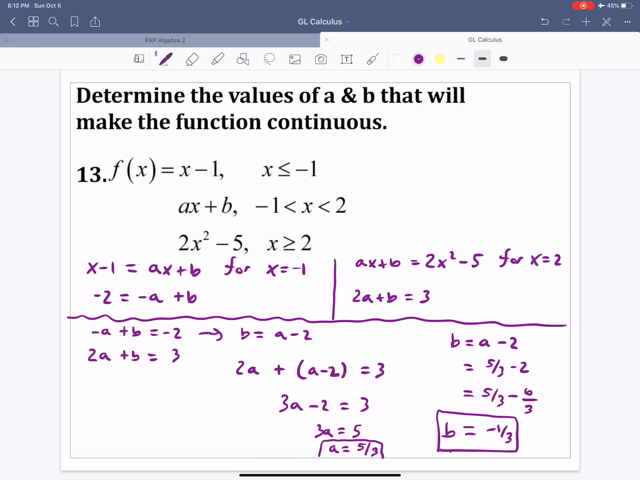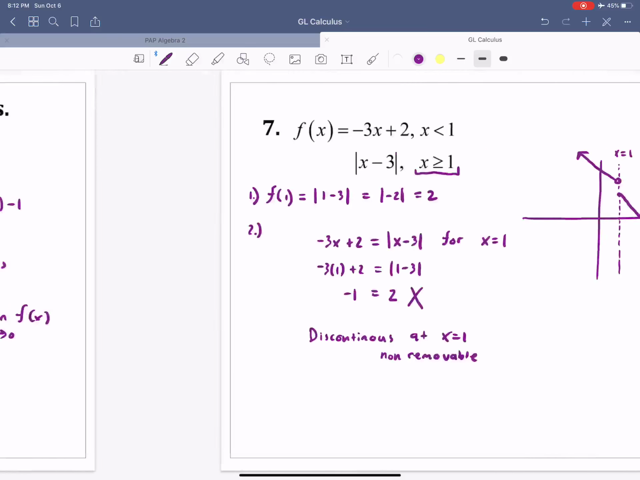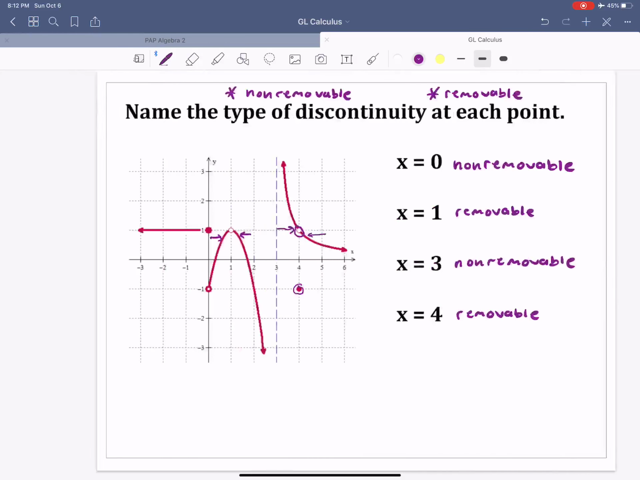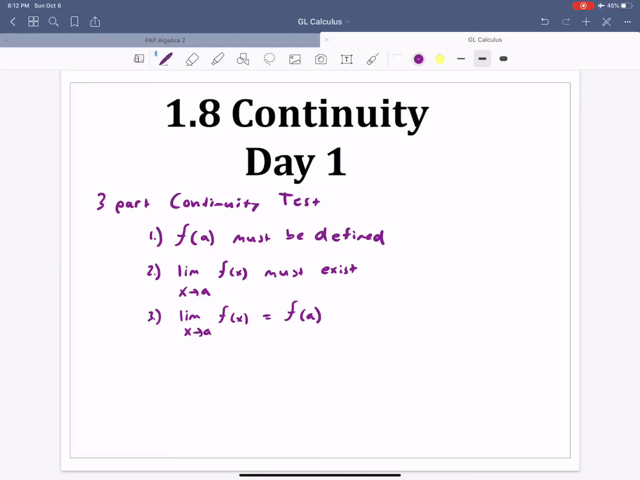Big thing to remember, if you go all the way back to the beginning, is the 3-part continuity test. What you're looking for is: is the function defined at that x value? Then, does the limit exist at that x value? And if the way the function is defined equals a number, and the limit equals that same number, that is what you're looking for to verify that you have continuity.